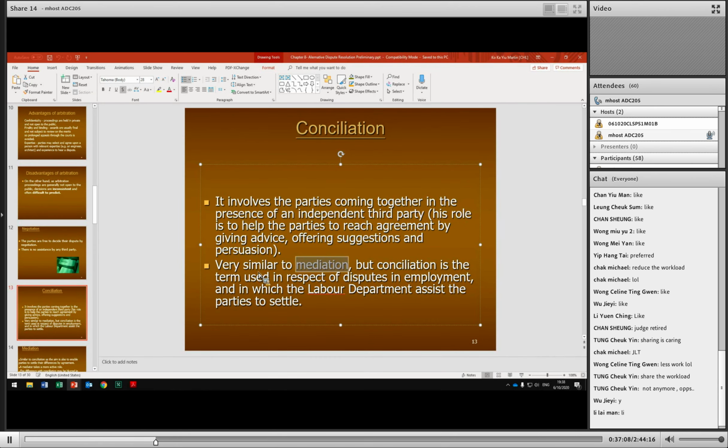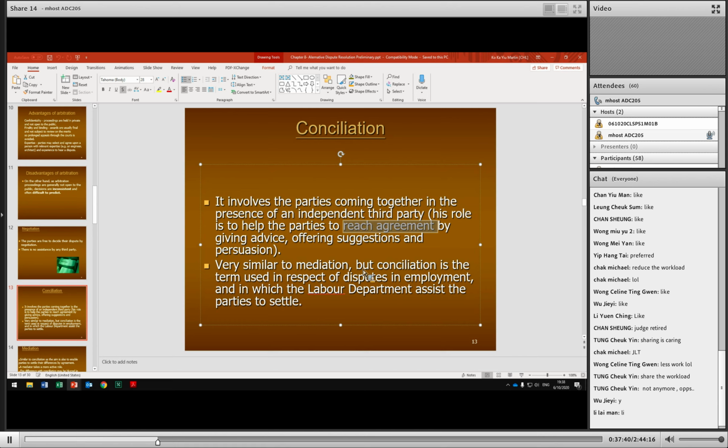Okay? It's very different from arbitration. His job is only to persuade, to advise, to help the party to reach agreement. Sometimes we can say that his role is like an estate agent. For example, if someone wants to buy a flat, he will use an estate agent. The estate agent will try his very best to encourage and help the party to reach agreement.